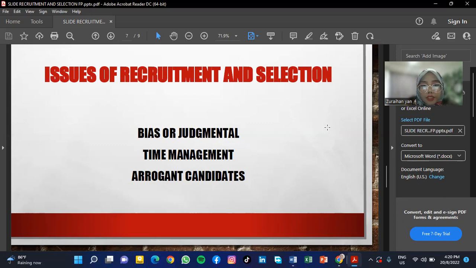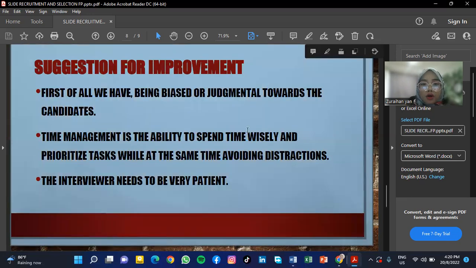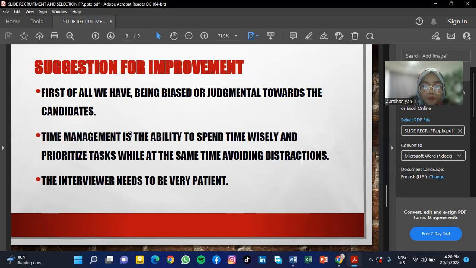Okay, suggestions for improvement. First of all, we have being biased or judgmental towards the candidate. Hiring managers and recruiters want to find the right person as fast as possible to fill the position. However, the right person can sometimes be lost through the interviewer's bias or judgmental behavior. The first way to avoid this issue is by using standardized questions. The interviewer should have a set of questions to ask every candidate. This way the interviewer will not miss an important question to ask a candidate, so they will not accidentally reject the candidate.